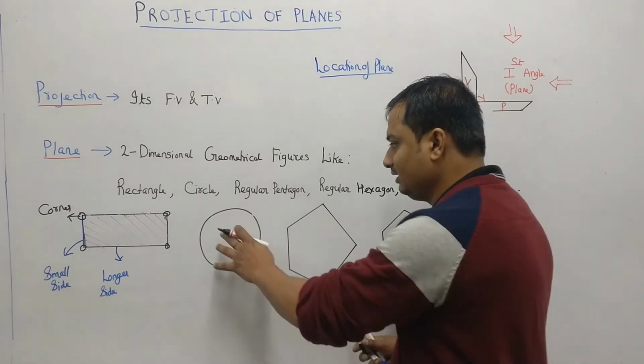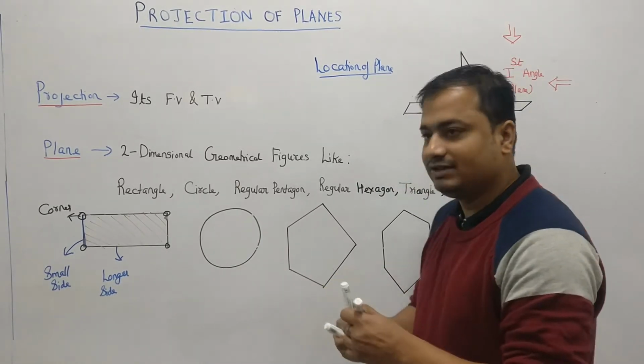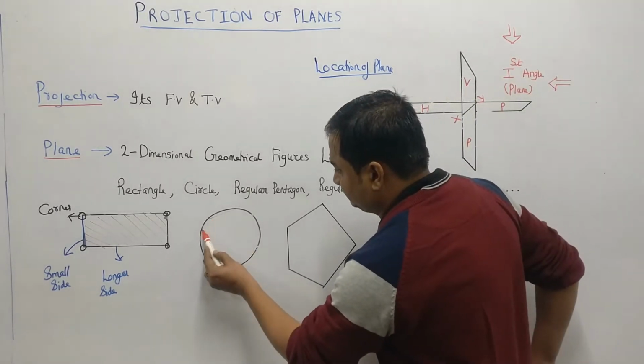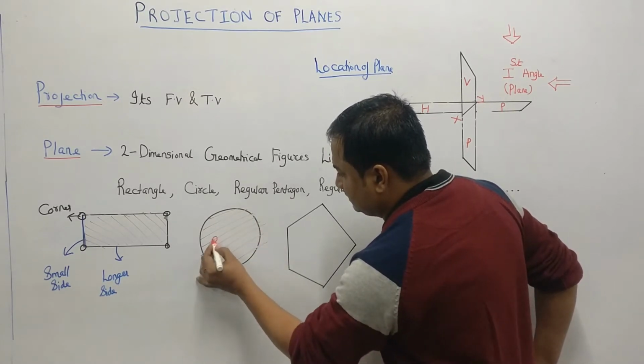Now coming to the circle. A circle will not have sides or edges, but it will have a surface. What is the surface here? This will be the surface of the circle. So this is the surface.